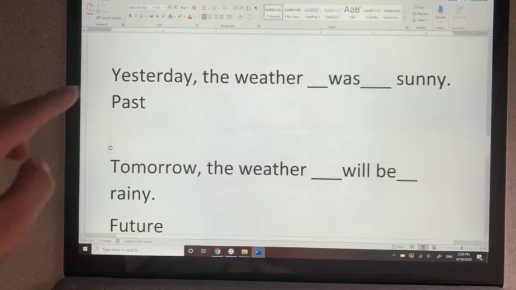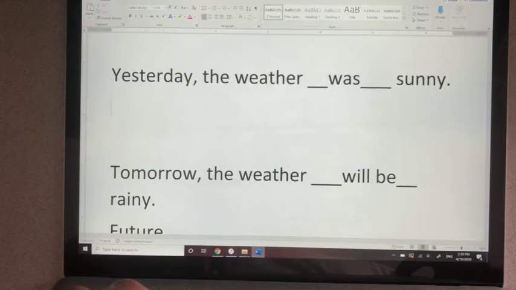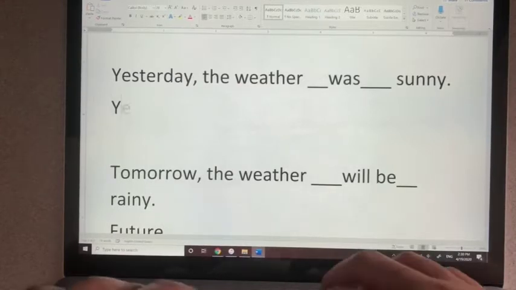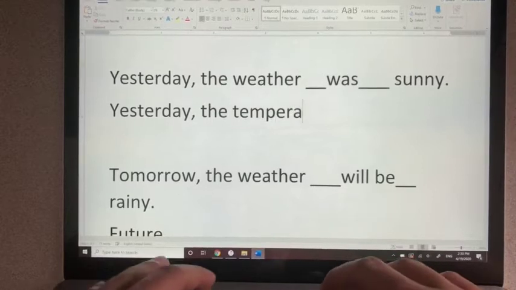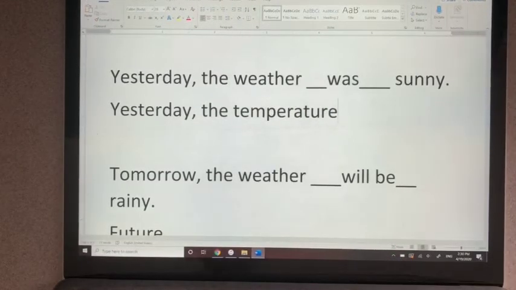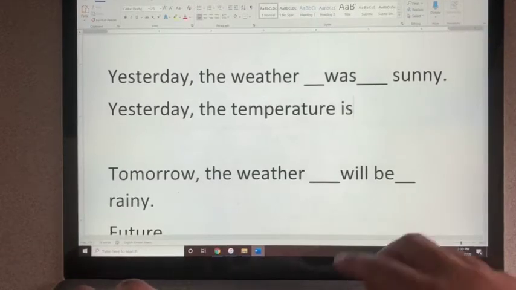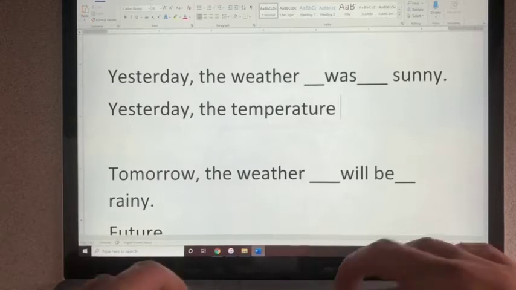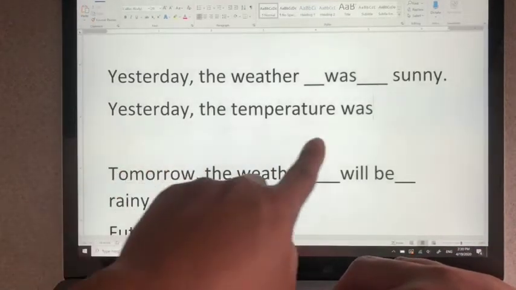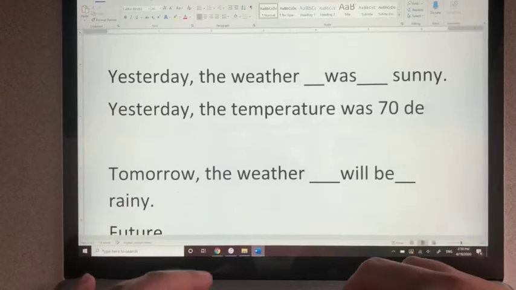All right, so tell me, yesterday, the temperature, do we say is? No, we don't say is because we're talking about yesterday. So we say was. Yesterday, the temperature was 70 degrees.